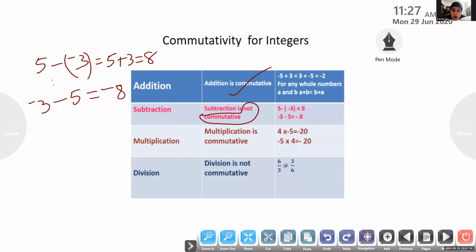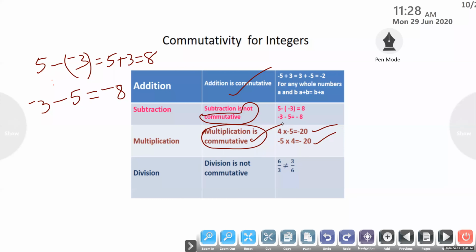Okay. Now we will check multiplication. 4 into negative 5 is negative 20. Negative 5 into 4 also negative 20. We are changing the order, but the answer does not change. Multiplication is commutative.